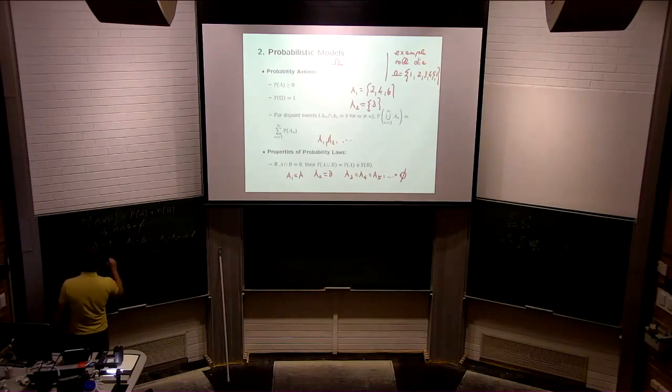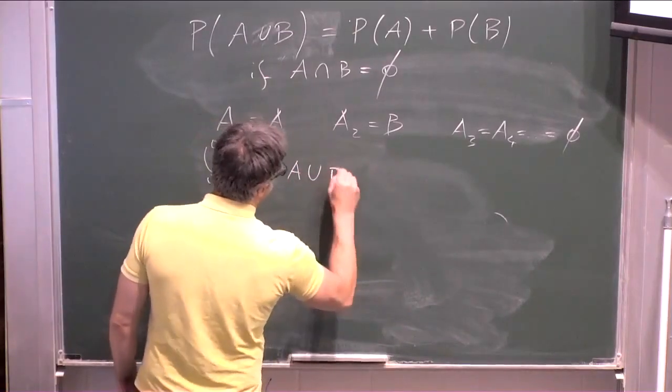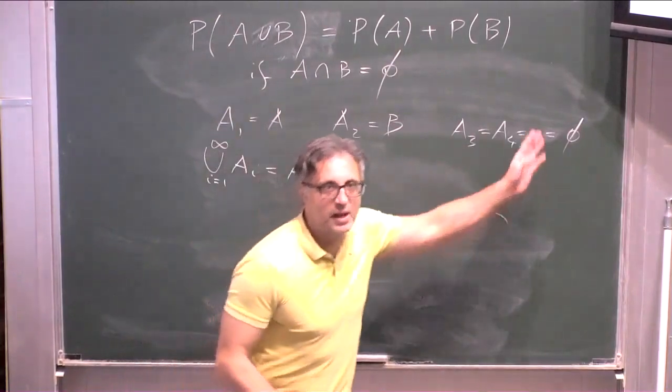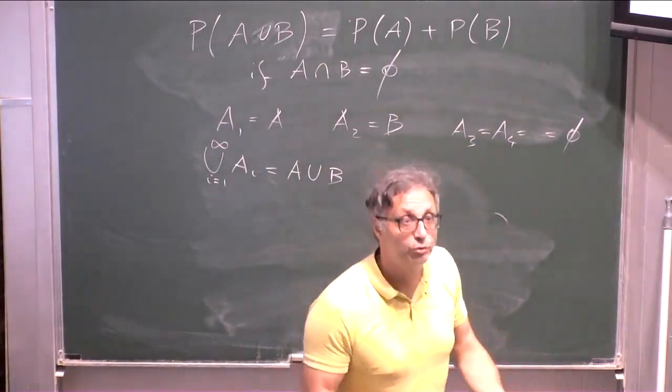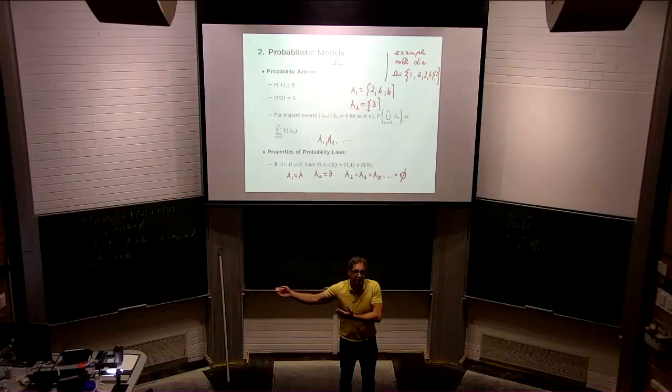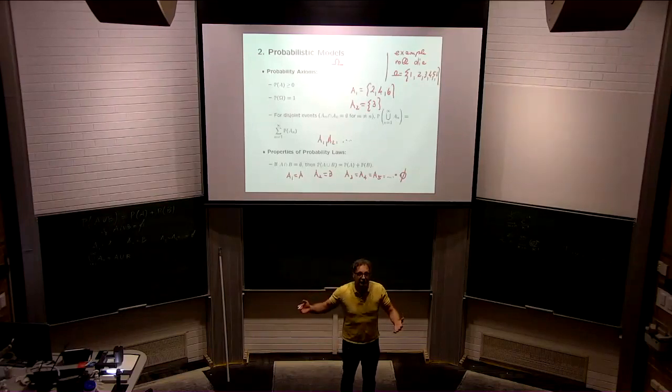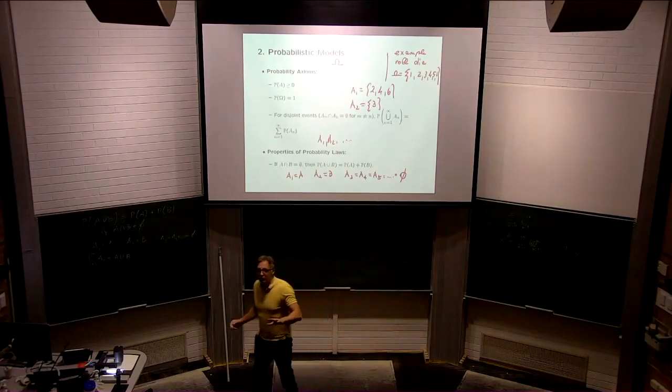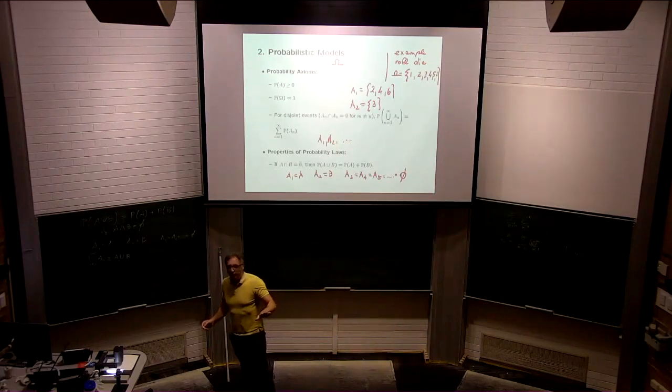Now, what we have is that if you take the union of the A_i, i going from 1 to infinity, this is exactly equal to A union B, union empty set, union empty set, no contribution there. Okay? So there is no contribution at all from the empty set. It's empty. You add nothing. Literally nothing. Are we good? Is it clear?